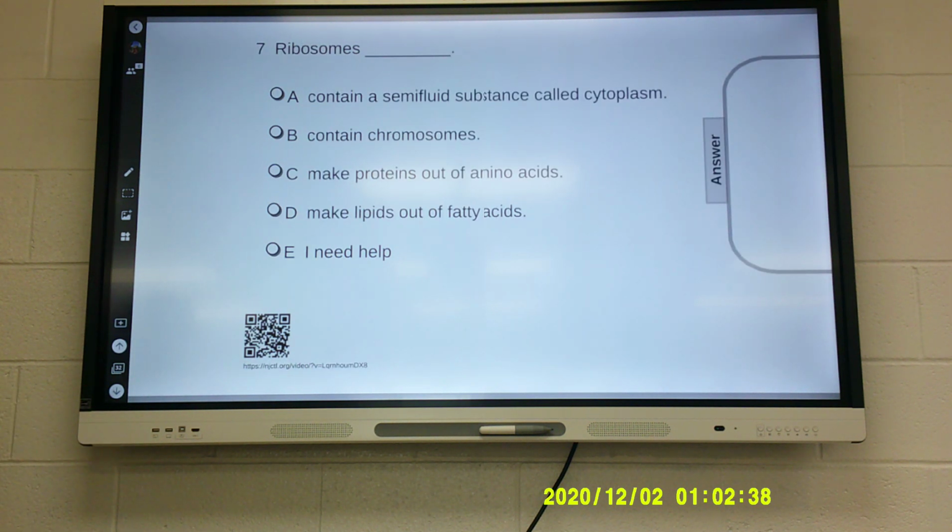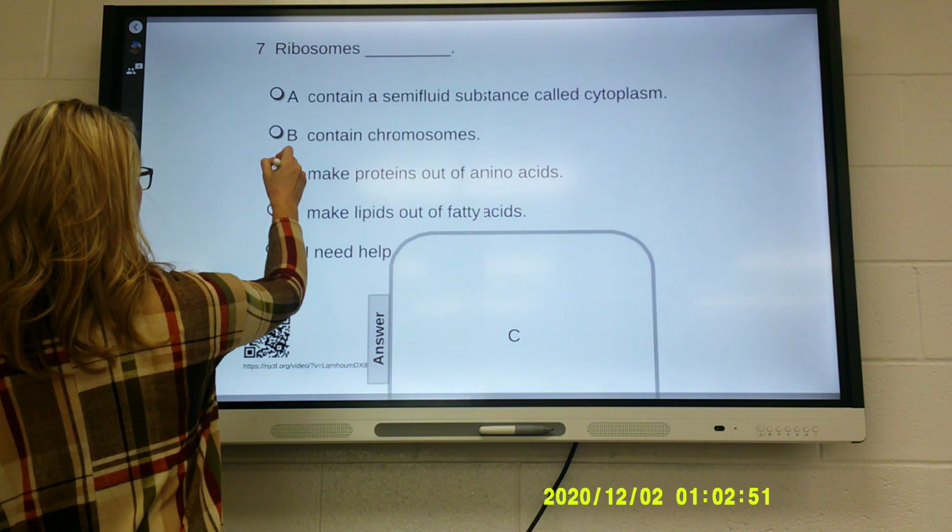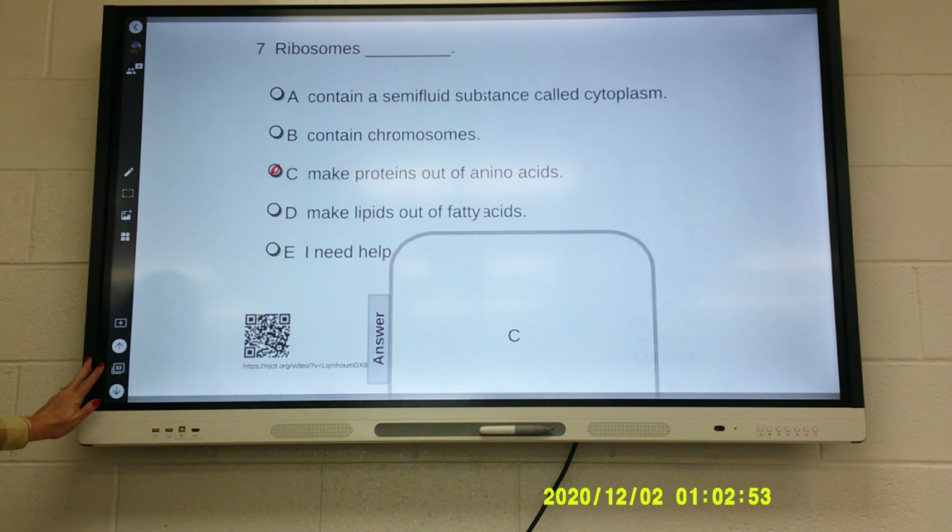Ribosomes contain a semi-fluid substance called cytoplasm, contain chromosomes, make proteins out of amino acids, or make lipids out of fatty acids. And that one is, of course, C, making of the proteins.